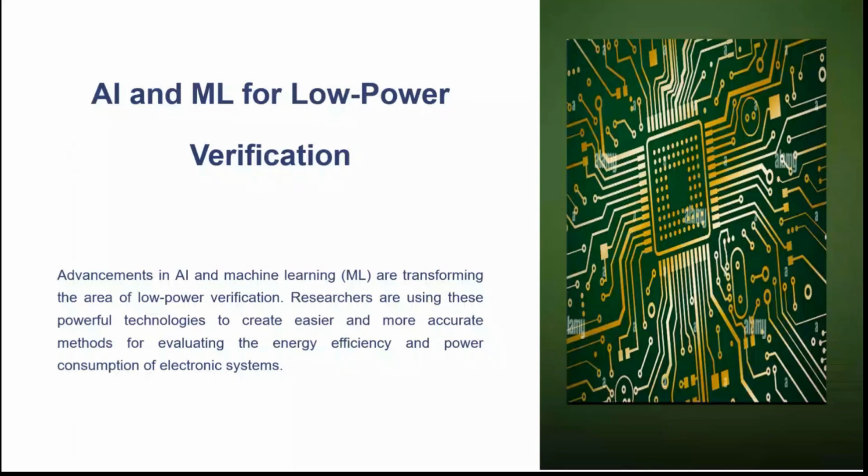Next one, AI and machine learning for low power verification. Here, by providing more efficient and accurate methods for evaluating energy efficiency and power consumption, advancements in AI and machine learning are transforming low power verification. These technologies allow researchers to optimize the verification process, ensuring that electronic systems satisfy exacting power specifications while maintaining the functionalities of the device.